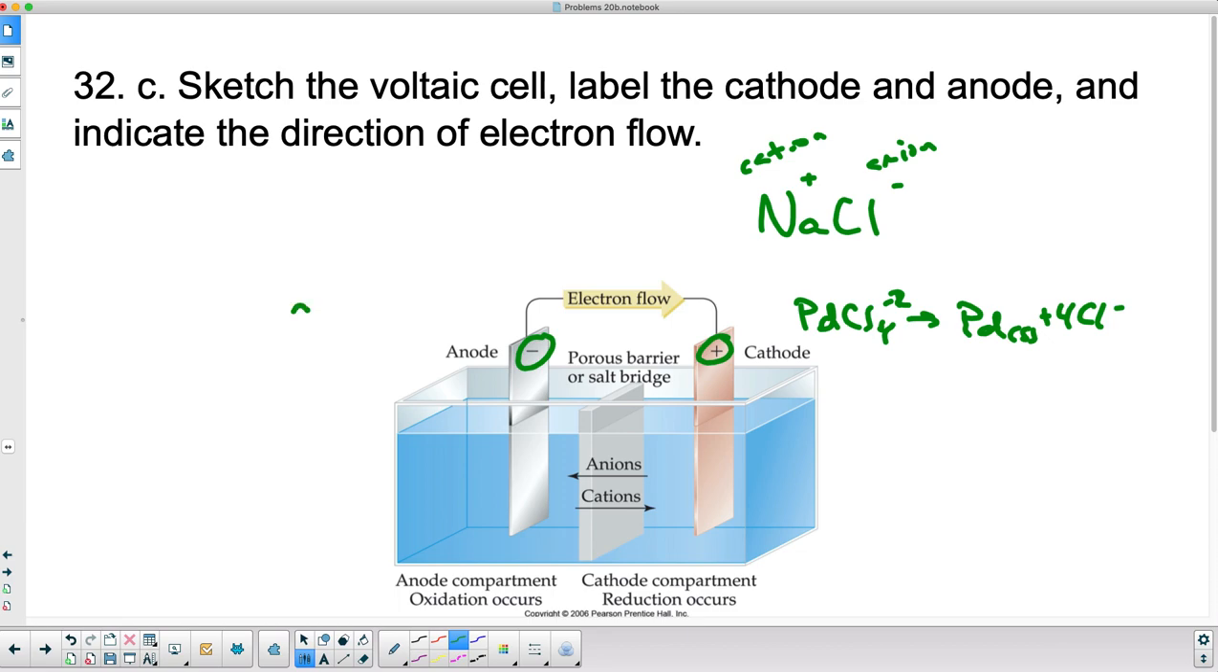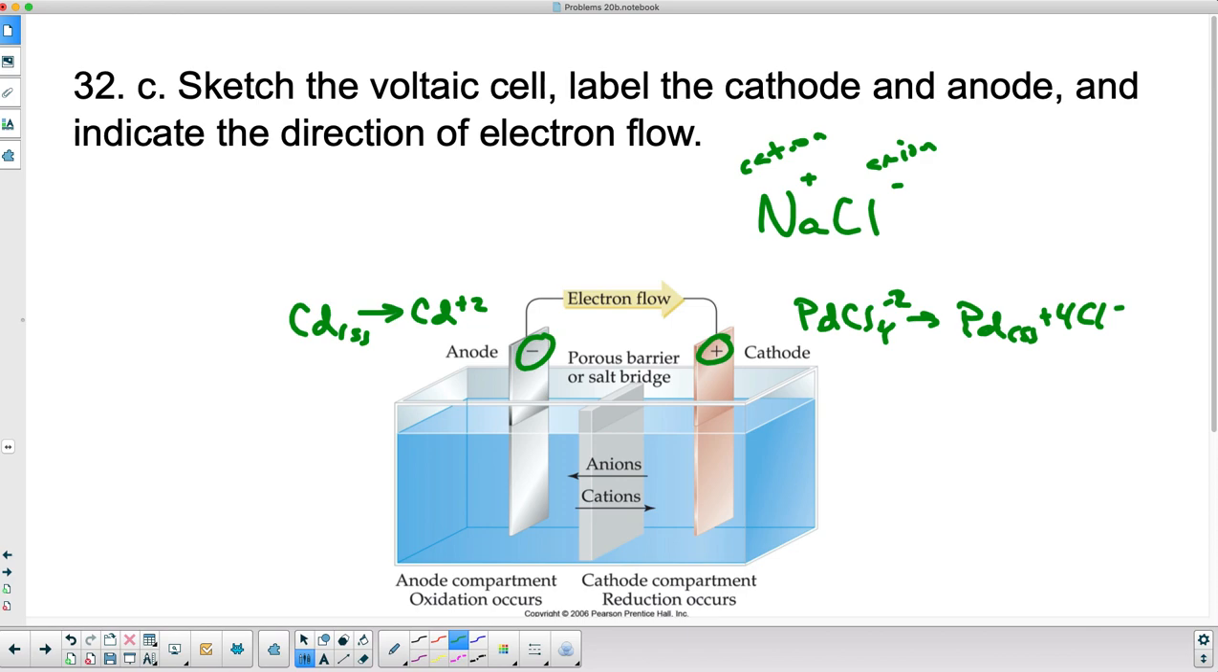Over here at the anode, this is actually very simple. This is the solid going from solid to a Cd with a plus 2, which means that this is probably cadmium chloride, which is why there's 4 Cls on the other side.